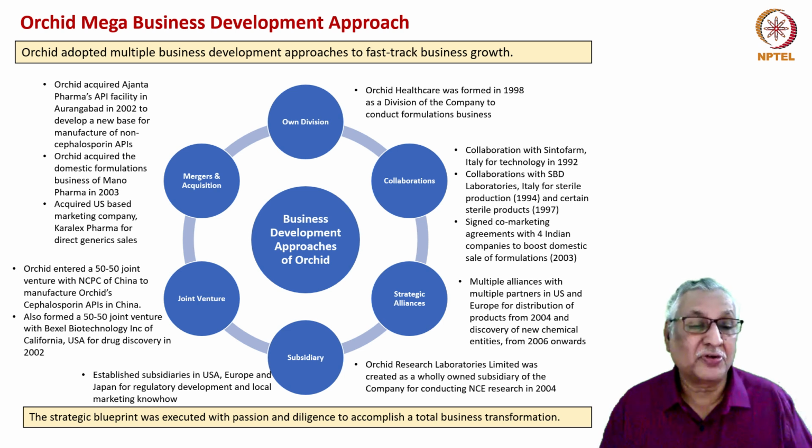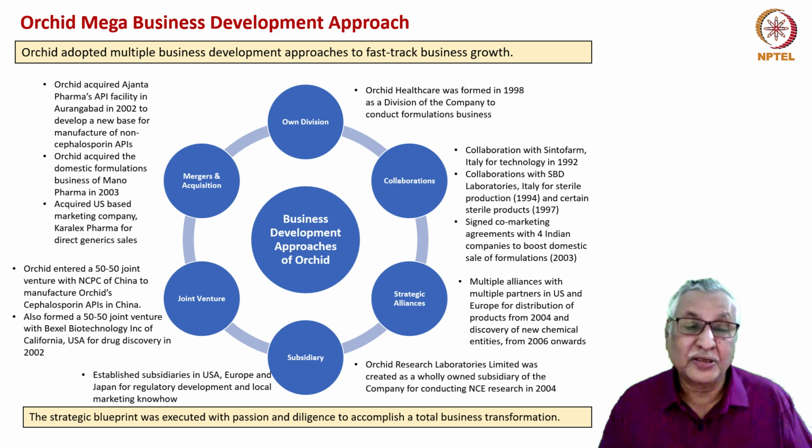One joint venture was a 50-50 joint venture with NCPC of China to manufacture Orchid cephalosporin APIs in China. From supplying fully finished APIs, the company moved into supplying technology, supplying basic materials, and then finishing up the cephalosporin API products in China. It also formed a 50-50 joint venture with Bexel Biotechnology Inc. of California, USA for drug discovery in 2002.